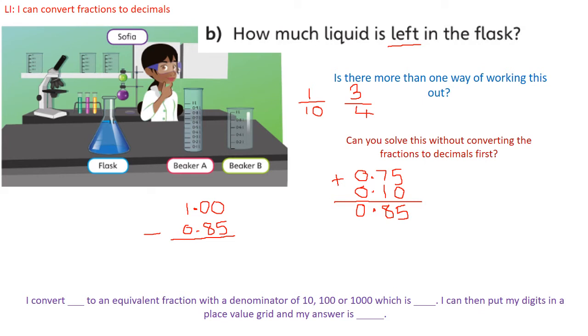Now I could do 0 take away 5. Well, I can't do that, so I'm going to have to borrow. So I'm going to borrow my 1 whole. So I've got 10 tenths. I can now borrow 1 of my tenths. So I've got 10 hundredths. So now I've got 10 hundredths take away 5 hundredths. So 10 take away 5 is 5. I've got 9 tenths take away 8 tenths, so that's going to give me 1 tenth. I'm going to put my decimal point in. I've got 0 ones take away 0 ones, which is 0. So my answer would be 0.15 litres.